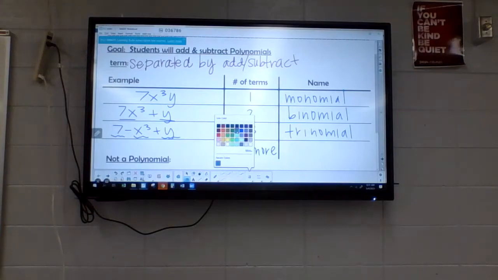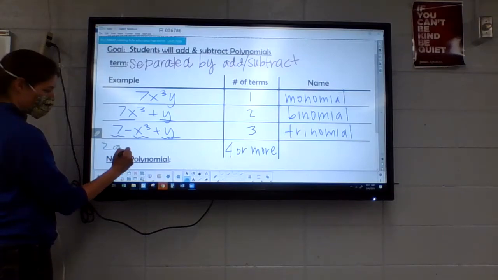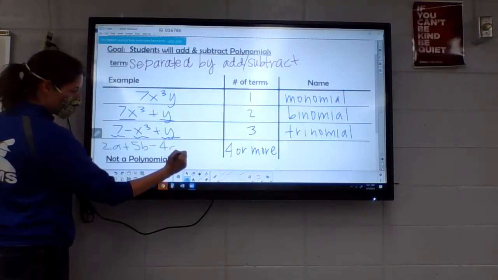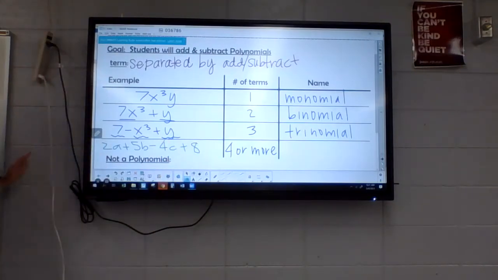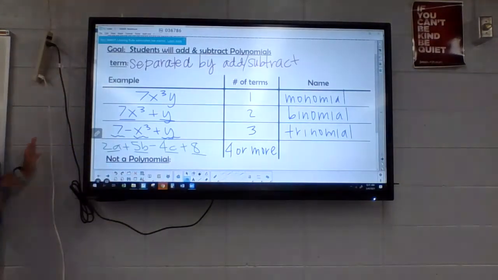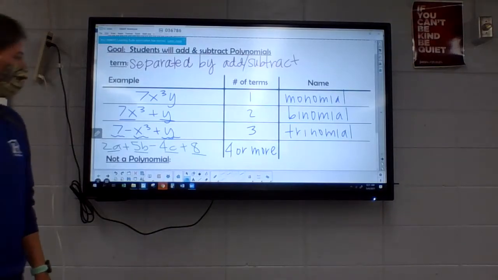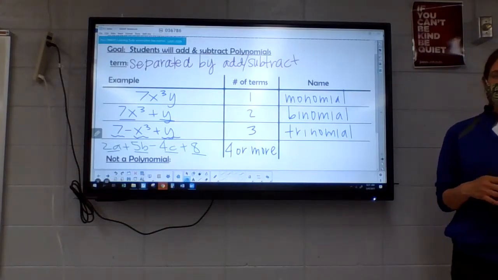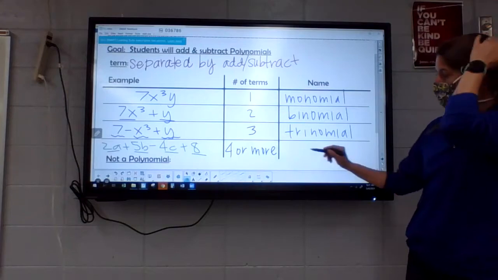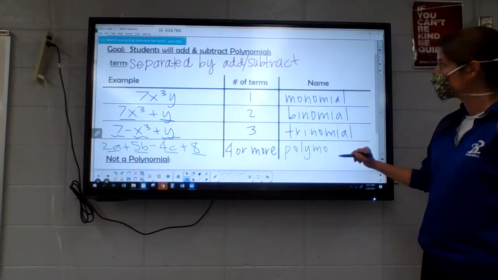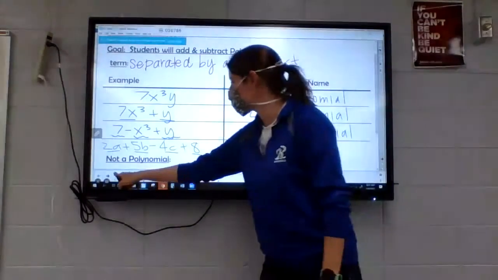Okay, so a polynomial is four or more terms. So this one is four terms. So rather than calling this a quadrinomial or something like that, we call it just a polynomial. So anything over four.